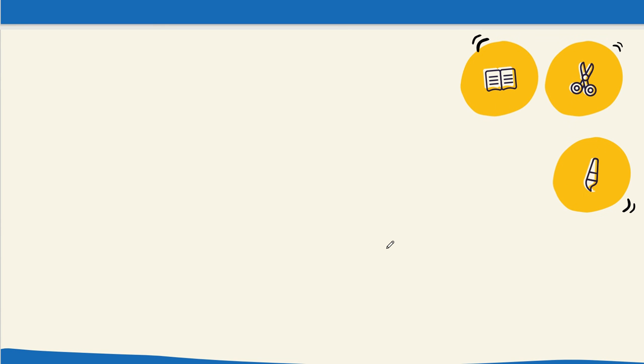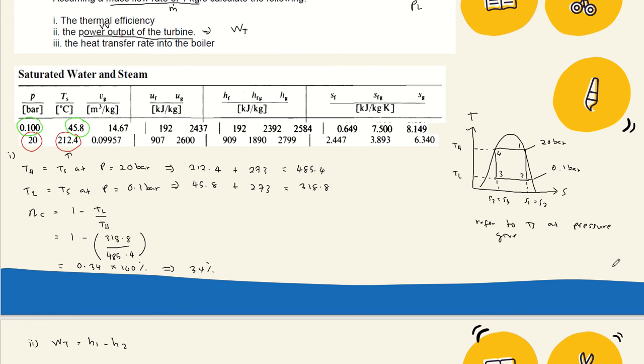So the first step for question 2, work turbine, find H1 and H2 because the formula is H1 minus H2. So how to find H1? Step 1, H1. Refer to the TS diagram. H1 is at saturated vapor line. Here, this one, point number 1 is saturated vapor.